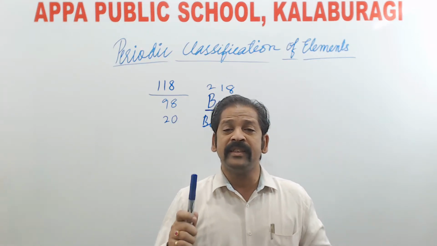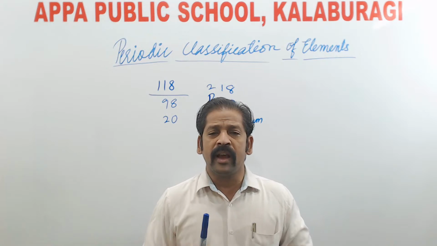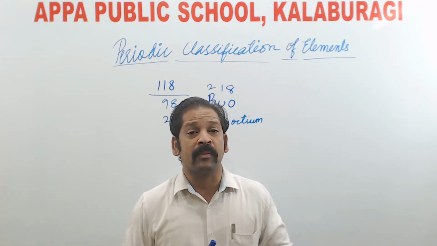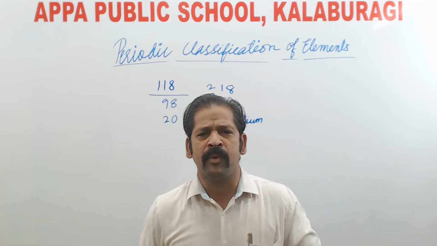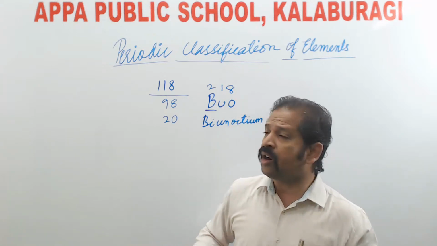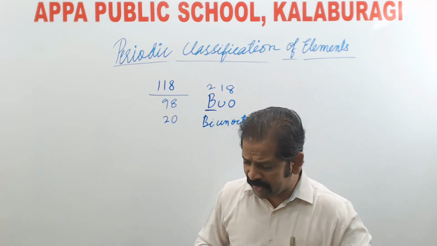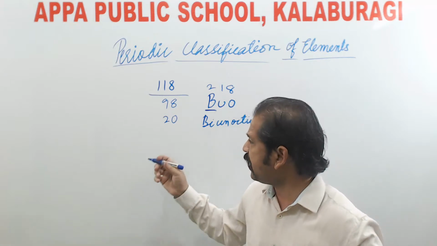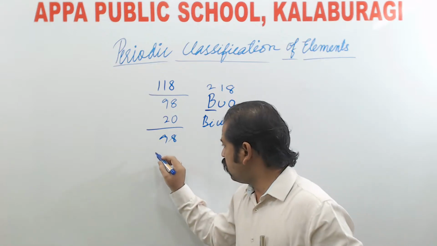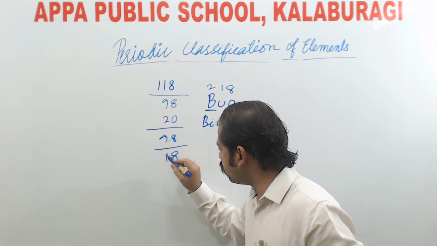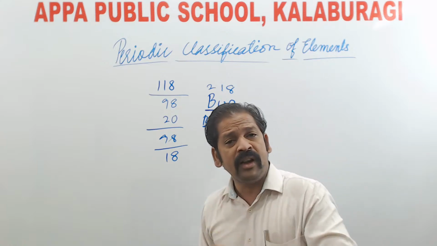Millions of compounds are in organic chemistry only. So there is a separate branch of chemistry called organic chemistry, the study of carbon and its compounds. Already we discussed chapter number 4, carbon compounds, millions of compounds. But all these compounds are made up of only 98 naturally available elements. Out of these 98 naturally available elements, non-metals are 18. We are able to identify non-metals very easily.